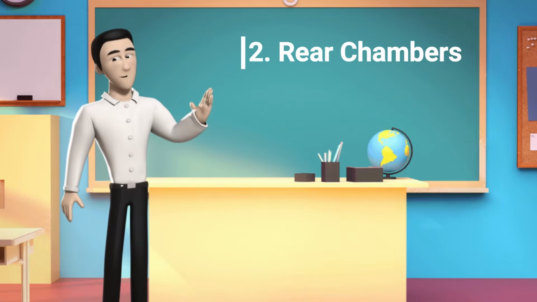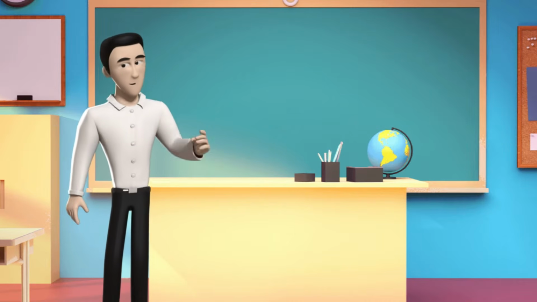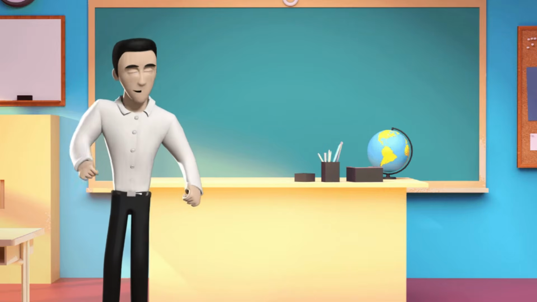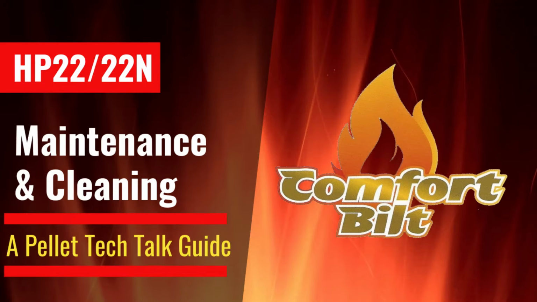2. Rear exhaust chambers. Fly ash and other sooty debris gets carried up from the burn pot and deposited into the rear chambers. This can lead to severe restrictions without regular cleaning and maintenance. See our cleaning and maintenance video series for your particular stove model for more information, and best practices on keeping your stove clean and in good working order. Links will be in the description.